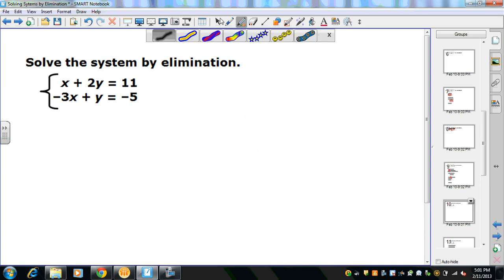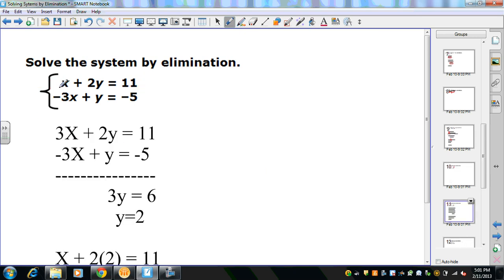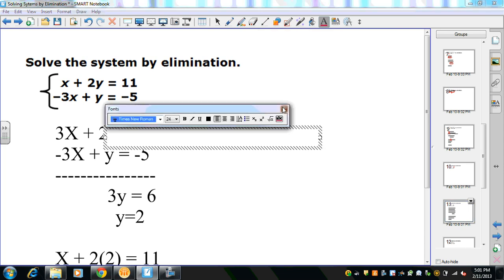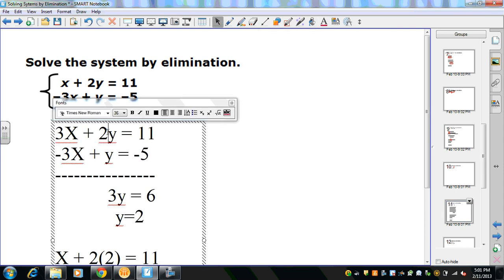But I'm going to choose this one right here, and I'm going to multiply everything by 3. So let me just show you. I'm going to multiply every single thing in here by 3. So when I do that, the top row becomes 3x plus, oops, I didn't type it right. Let me go back and fix it. So this is going to be 3x plus 6y equals 33. And then I have negative 3x plus y equals negative 5.